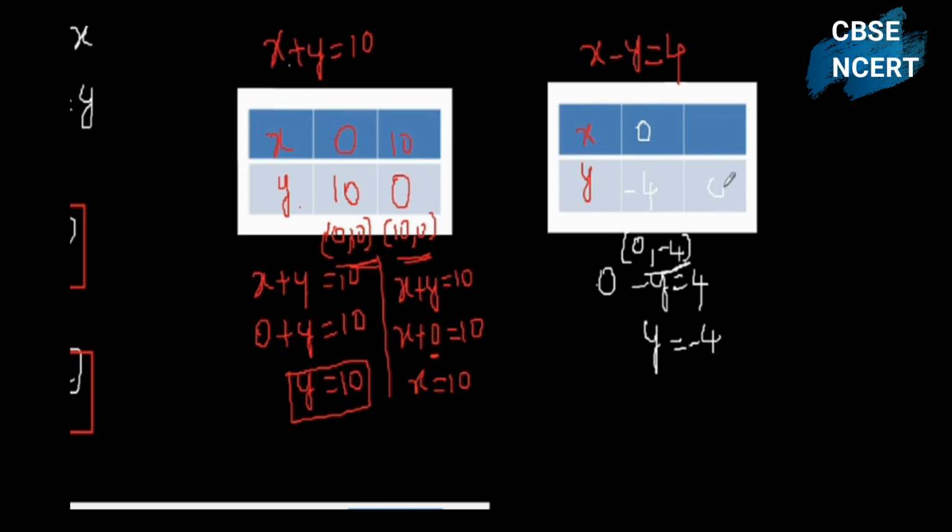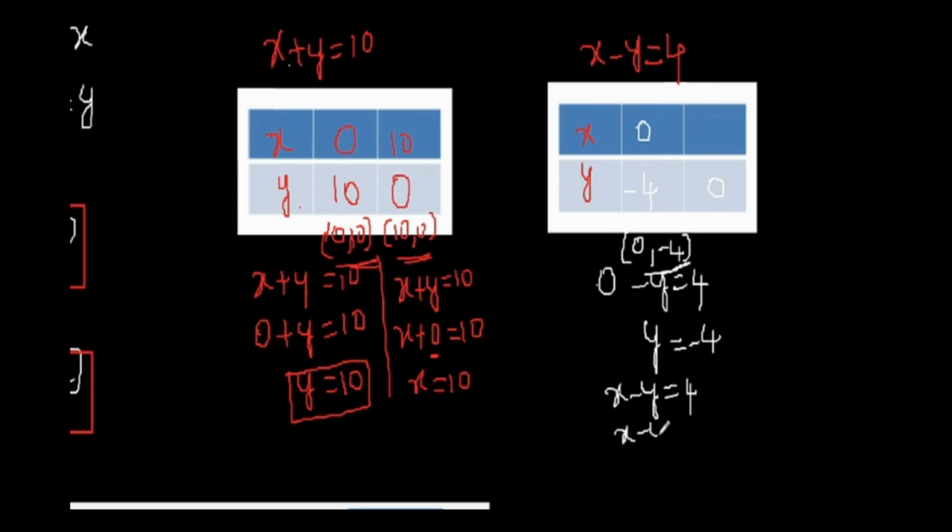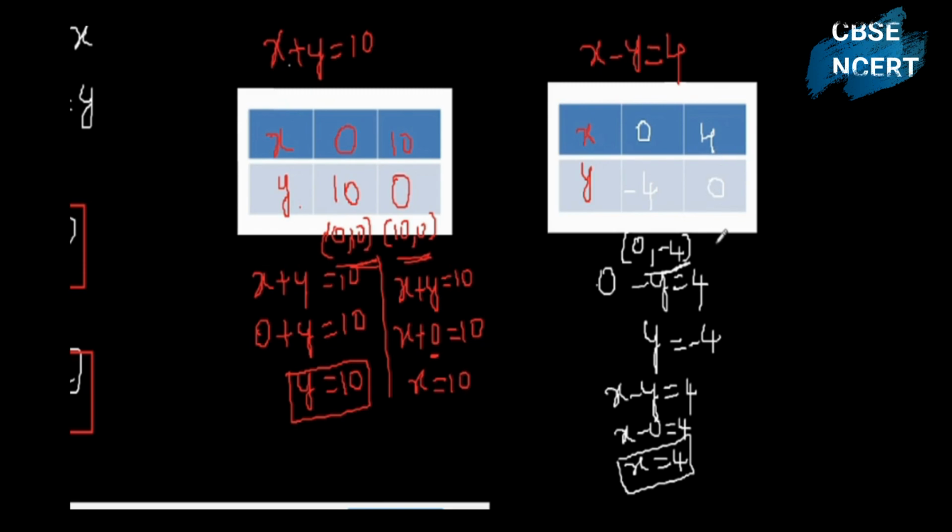So when y is equal to 0, what will be x? I will write the linear equation x minus y is equal to 4. I assumed the y value as 0. So x minus 0 is equal to 4. As 0 has no value, x is equal to 4. So when y is equal to 0, what is the value of x, students? 4. So the point will become 4 comma 0.